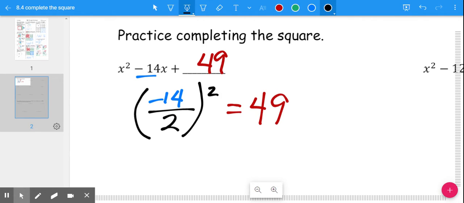If we wanted to go ahead and break it down into our binomials, it would be x. Remember, what's inside your parentheses is what goes here. So it'd be minus 7 squared.